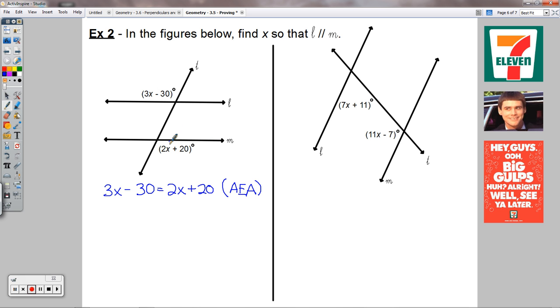So if they're congruent, what does x equal? Let's figure it out. That's what we're doing here. We're just solving this algebra problem. So I'm going to subtract 2x from both sides. I'm going to add 30 to both sides.